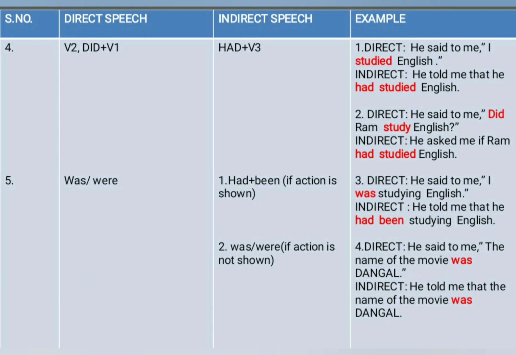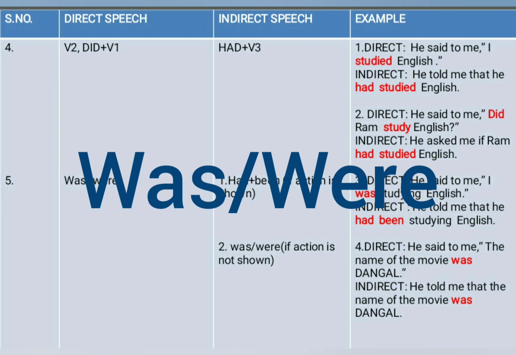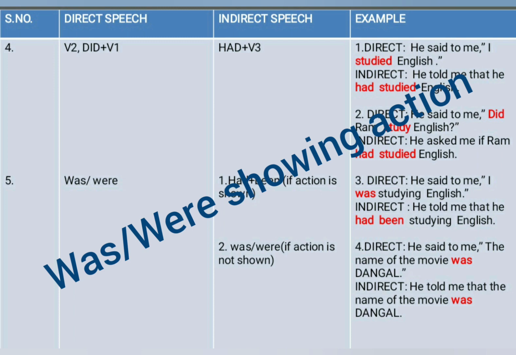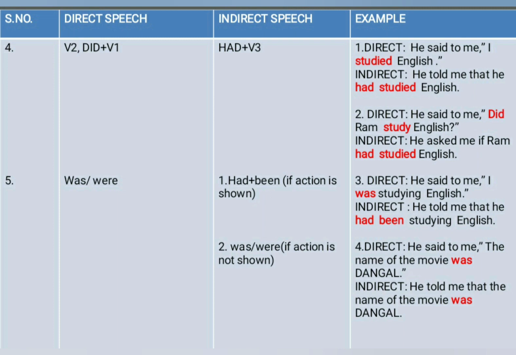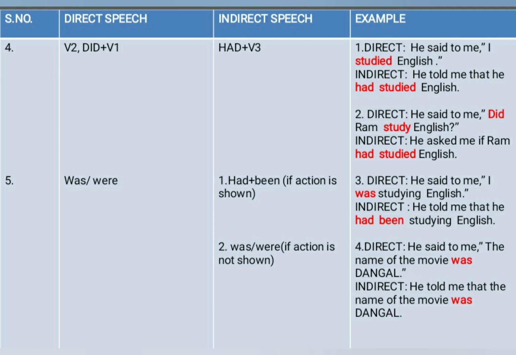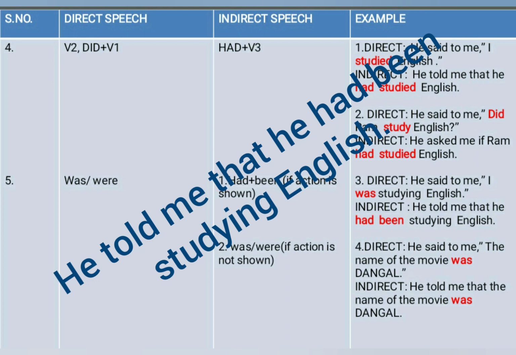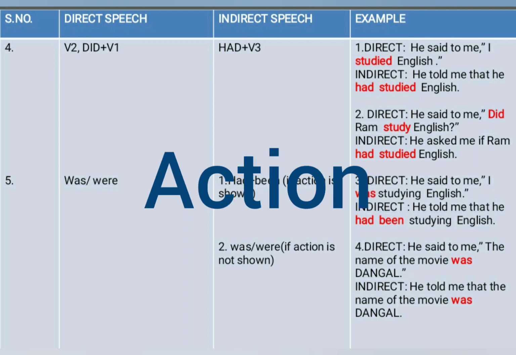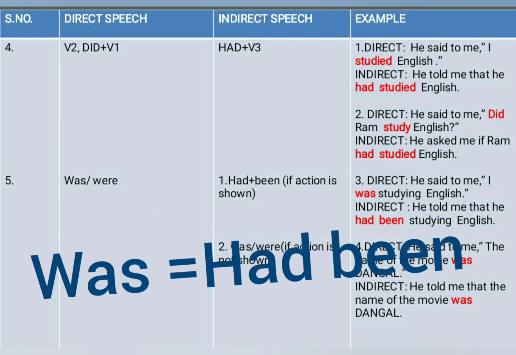Fifth point, if in direct speech we have was or were, when we convert into indirect speech, it is converted in two ways. First one is, if was or were is used to show some action, then it is converted into had been. See the example. He said to me, "I was studying English." When we convert into indirect speech, it becomes he told me that he had been studying English. Here, after was, studying is used, which is representing an action. That's why was is converted into had been.